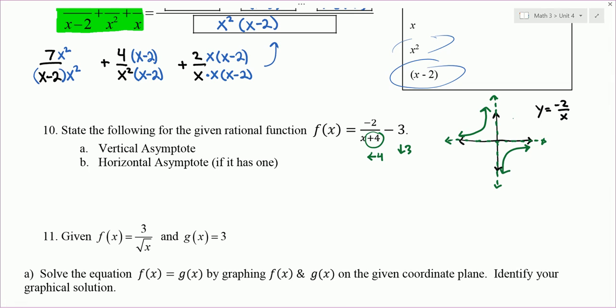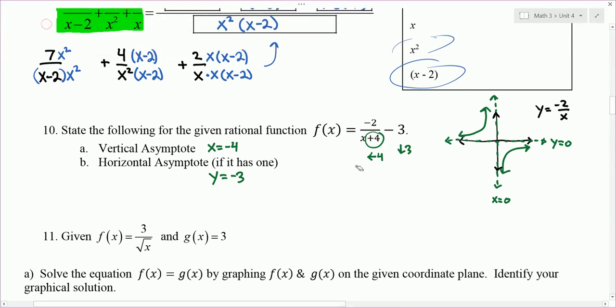So our vertical asymptote, before it's moved in the parent graph, is the equation x equals 0. And that's going to be moved left 4. So if we're moved left 4, then we're going to be at x equals -4. Our horizontal asymptote, and it does have one, is the equation y equals 0. That's going to be moved down 3, so then we're going to end up at y equals -3.